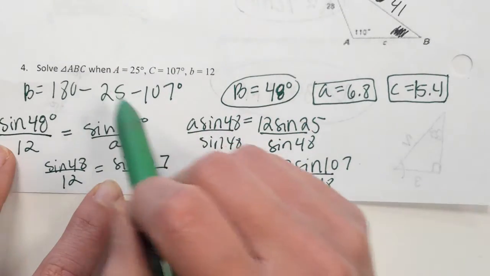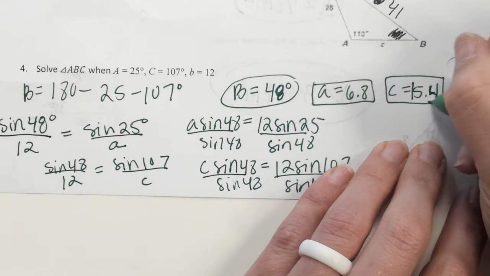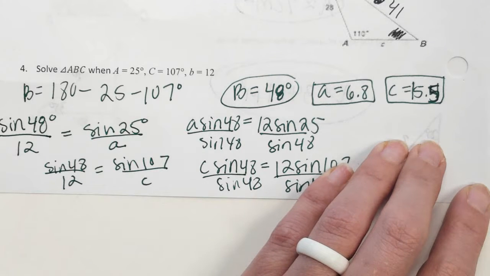Yep, we have all the sides: A, B, and C. We have all the angles A, B, and C. I think it was 15.4, right? 15.47. Oh, yeah. Then we would round it up, the way you round it up, 6.8.